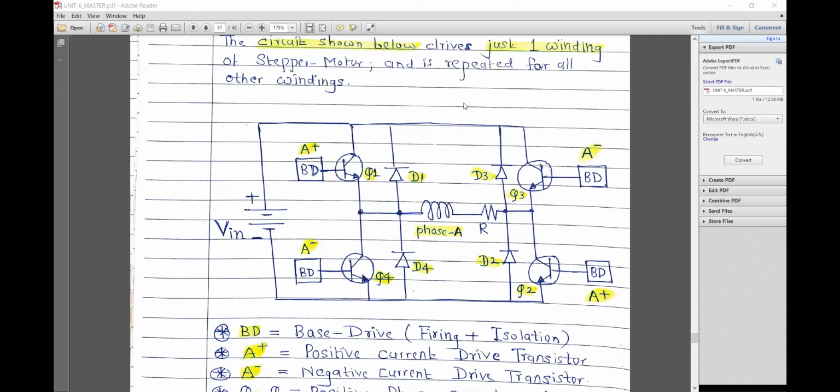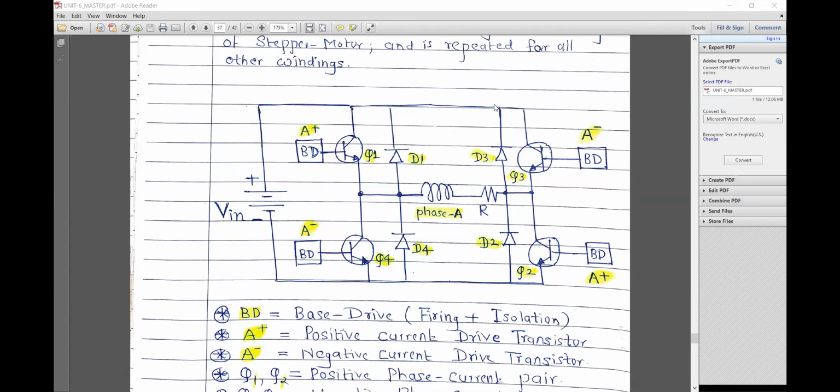We were not able to hear you for some time. Okay, I'll repeat. The circuit which is in front of you, are you able to see this circuit? Yes, sir. So this circuit is for only one winding, and this same circuit has to be repeated 3 times for windings W2, W3 and W4. Is it clear? Yes, sir.